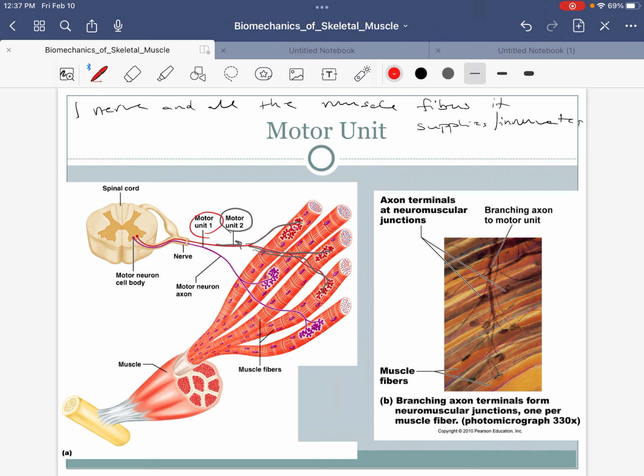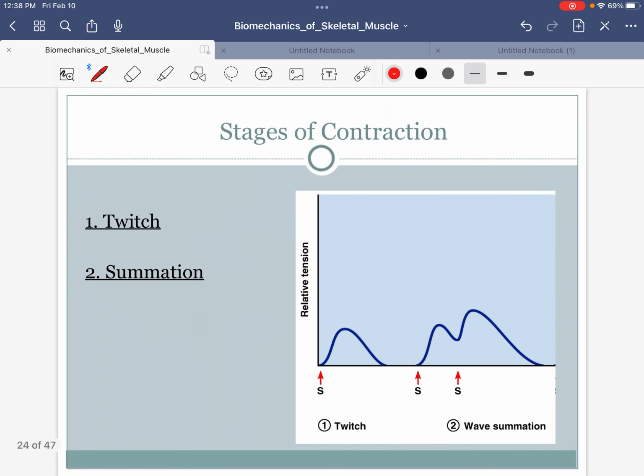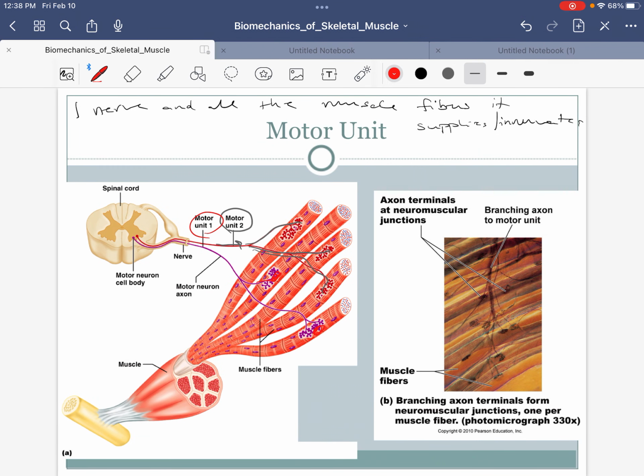What about the purple one? The purple motor unit is the purple nerve and however many muscle fibers it supplies. The purple one supplies this one here and then this one down here. So the purple motor unit is the purple nerve and the 2 muscle fibers it supplies. On the right is a picture of what it really looks like, of that motor neuron coming down with little tendrils wrapping around the muscle fibers.